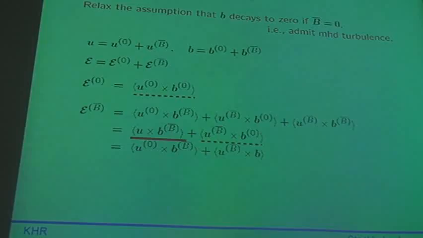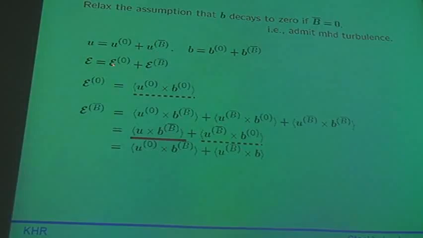Okay. We now relax the assumption we made for all the other considerations that B decays to zero in the case of vanishing mean magnetic field. That means we now admit MHD turbulence. To see what the consequences are, let's split U into a zero part with no magnetic field, and a part which vanishes if the magnetic field goes to zero, and B is the same.